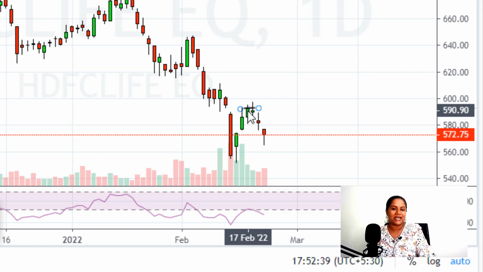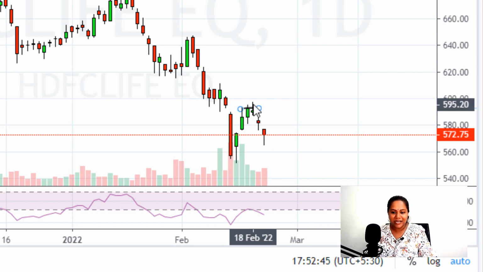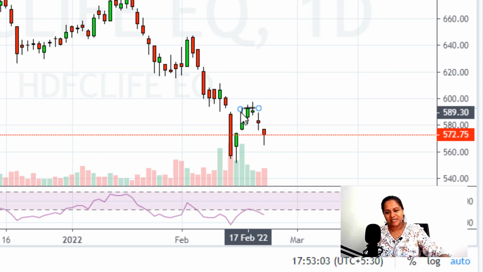I sold 590 call option, but at 8.5 rupees of premium. But what happened was, on the next day it went up to 595. So I got a little bit scared, because in stock options, especially when you're selling options, it's unlimited risk, right? So I got a little bit afraid because it was not reversing.